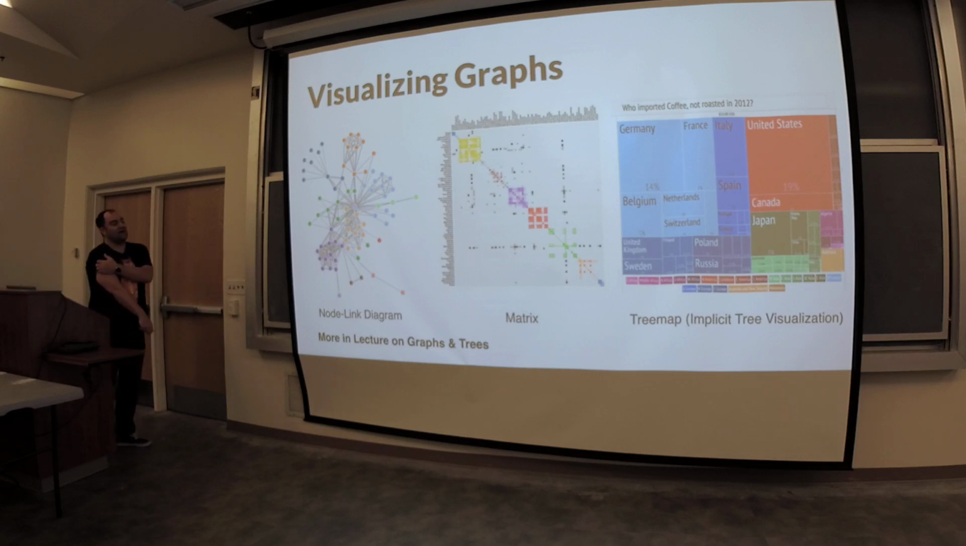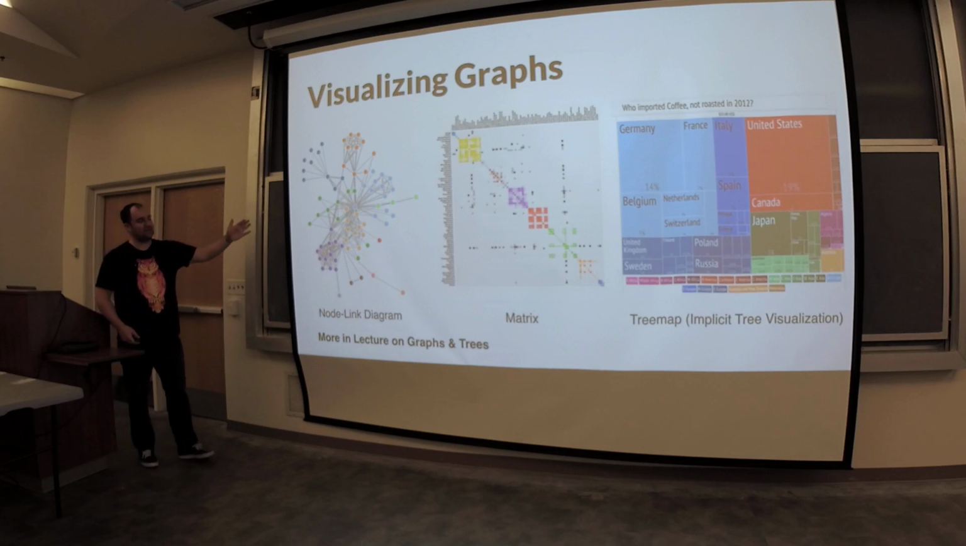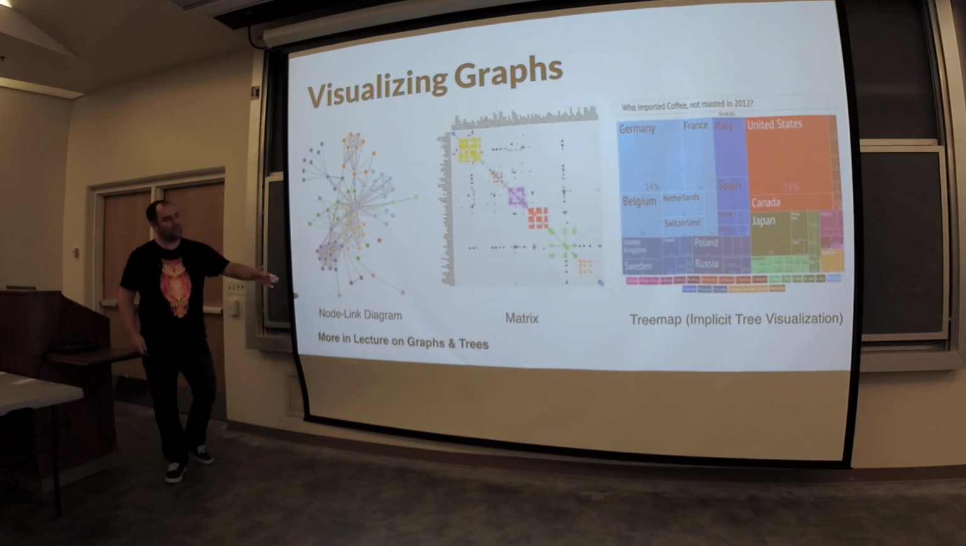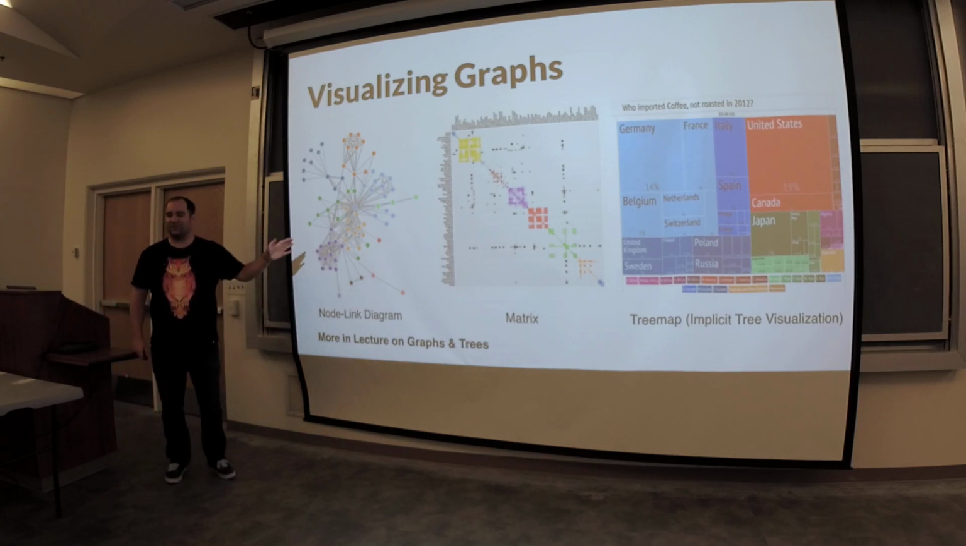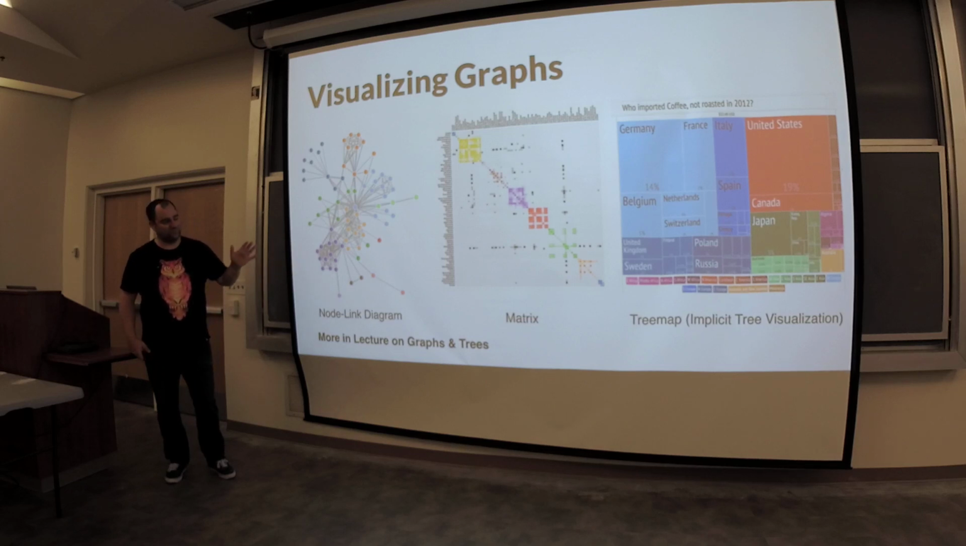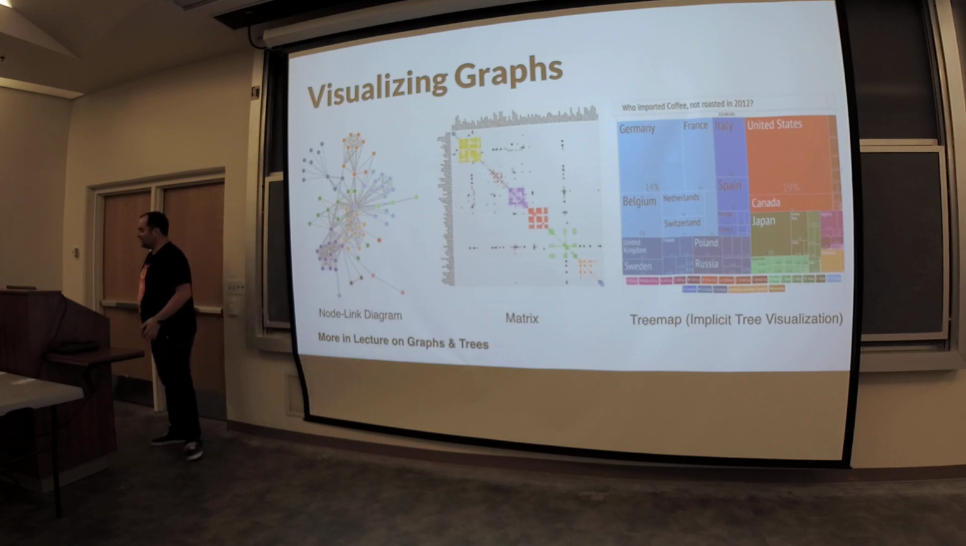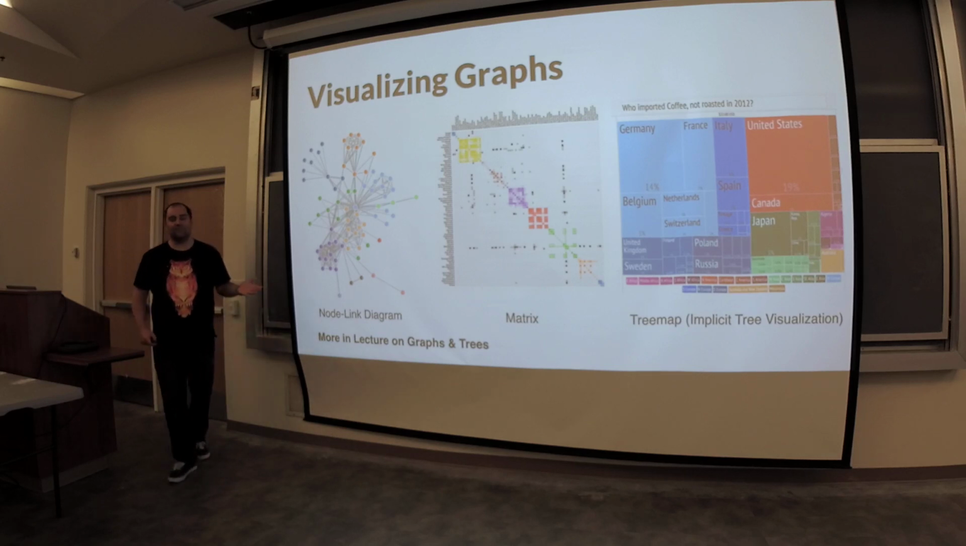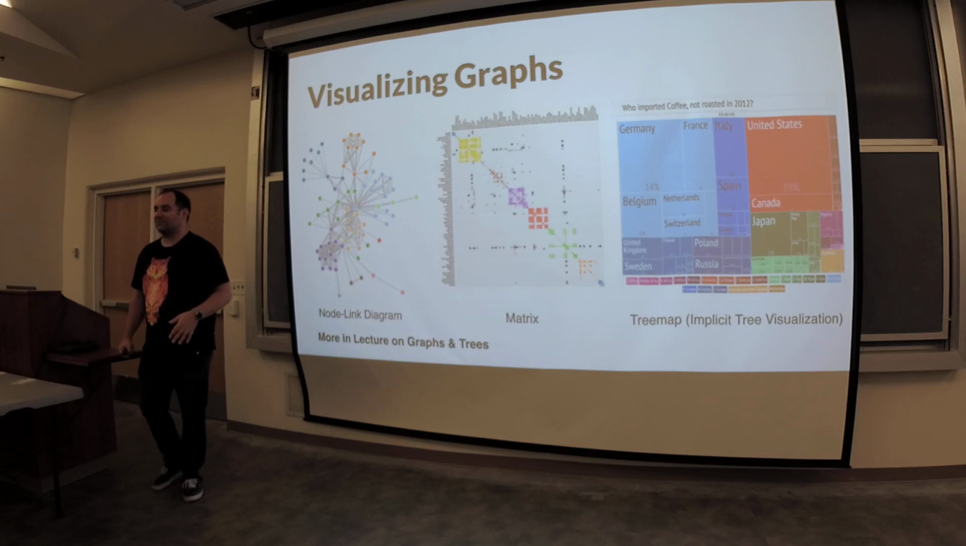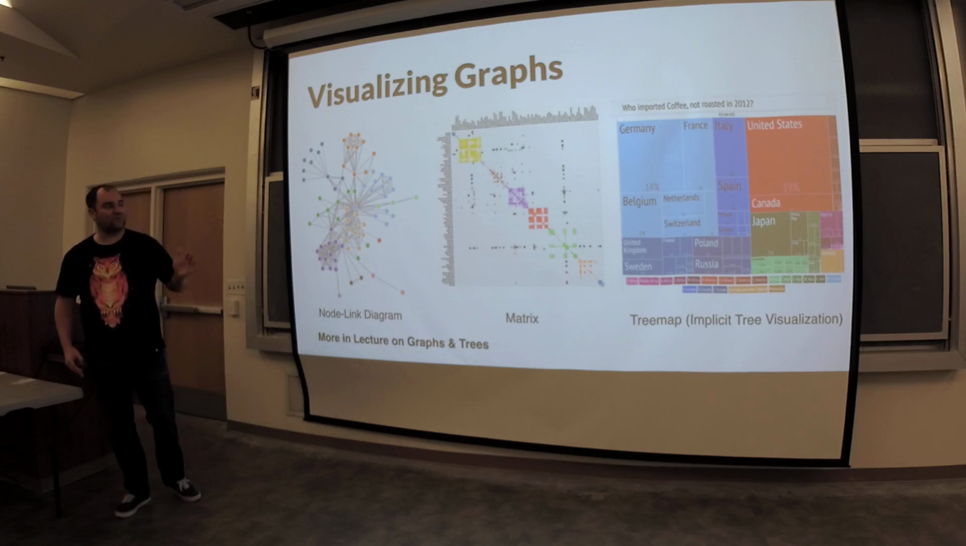Here is the classical node-link diagram, and here's an adjacency matrix which represents the same data. If you don't know those techniques, it's fine, I'll talk about them in detail. And then on the right, we have a tree map, which is an implicit tree visualization. Here we have the full tree structure of who imported coffee, and we have attributes on top of this network.